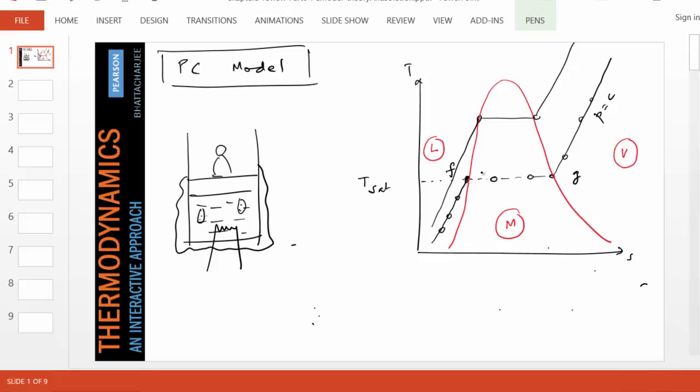Here it's liquid. Even at the F point, the fluid is pure liquid. It's called the saturated liquid. At the G point it is pure vapor. And in between, we have a liquid and vapor mixture. So let's see how we find properties of a PC fluid given two independent thermodynamic properties.